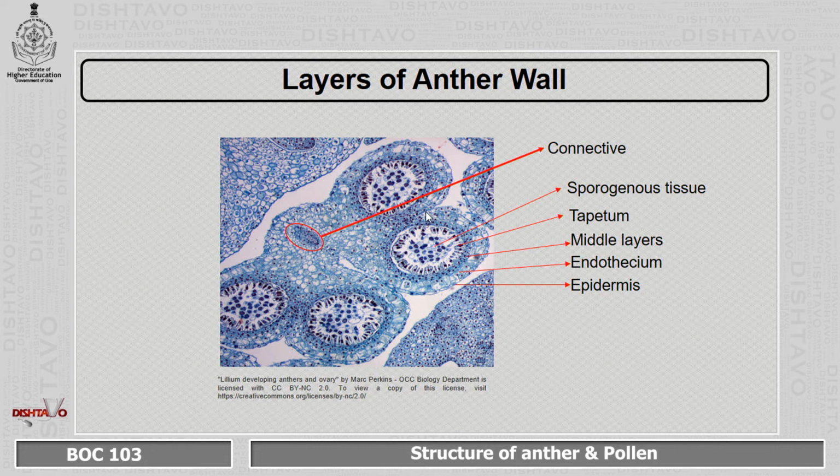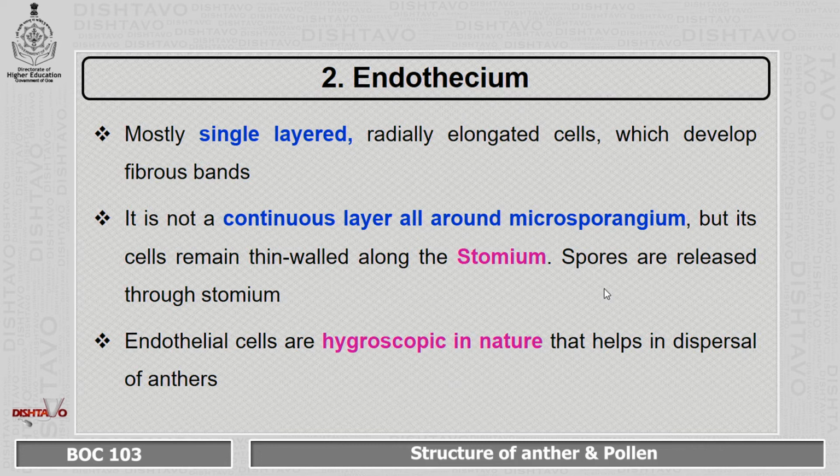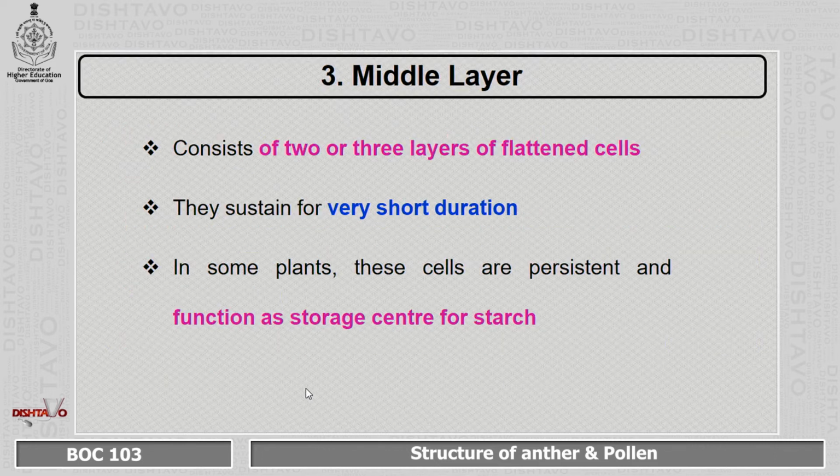Coming to the first layer, that is the epidermis, it forms the outermost layer made up of flattened and greatly stretched cells. It provides protection to the developing anther. Second layer, the endothecium, is mostly single layered, radially elongated, and it develops into a fibrous band. It is not a continuous layer all around the microsporangium, because it remains thin walled at the place of stomium, from where the dehiscence of the pollen grain has to take place. Endothecial cells are hygroscopic in nature, which helps in the dehiscence of anthers.